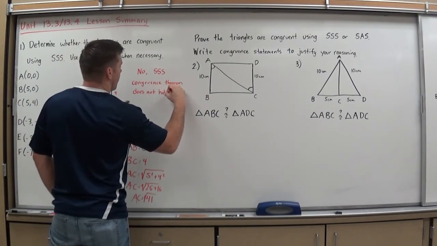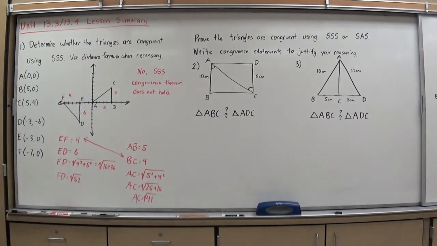And that's because as I found the lengths, it didn't work. To prove that they were congruent, I have to actually show that all these corresponding sides are congruent. So you show your work with this via the distance formula. Okay? Let's try one now that's not on a coordinate plane.